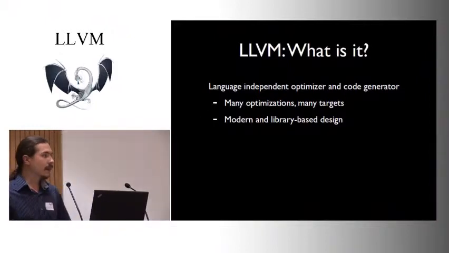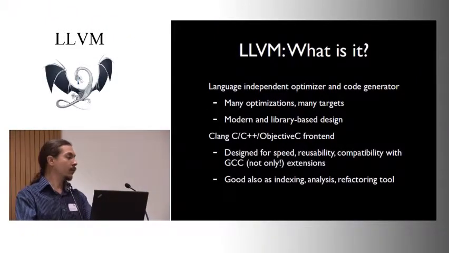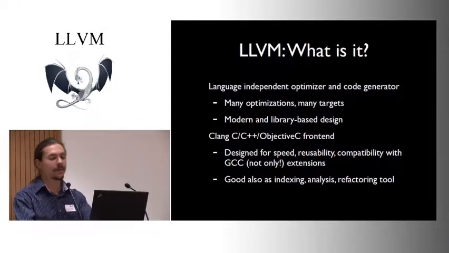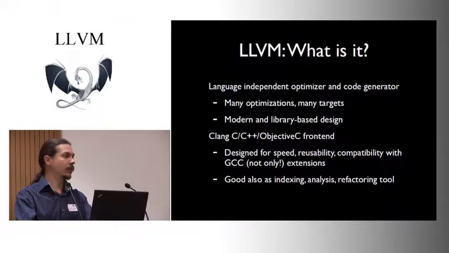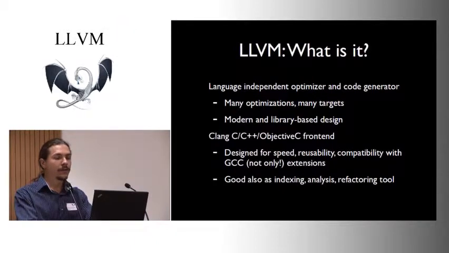Another component is Clang, the C, C++ and Objective-C++ front-end, which was designed from scratch for speed, compatibility with GCC, and not only, because right now if you track the commit list of Clang, you might see that people work on, for example, compatibility with Microsoft Visual Studio and even some Borland tools. Well, and also another goal for Clang was to be not only a standalone compiler, but a tool used for indexing, analysis, source-to-source transformation, refactoring, and all stuff like that.